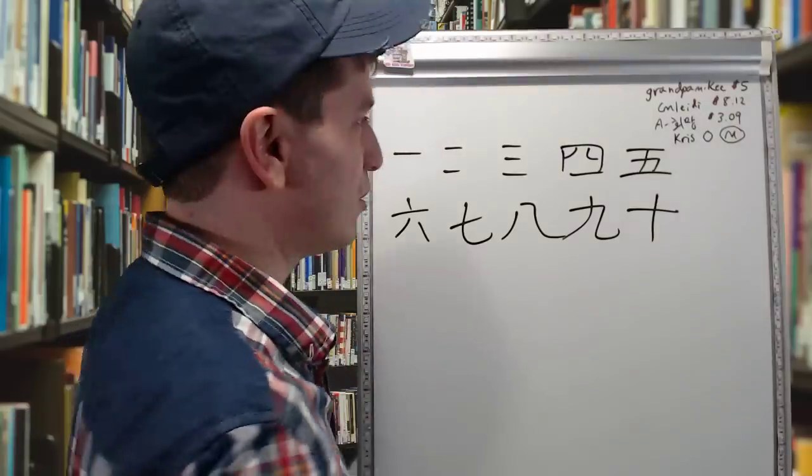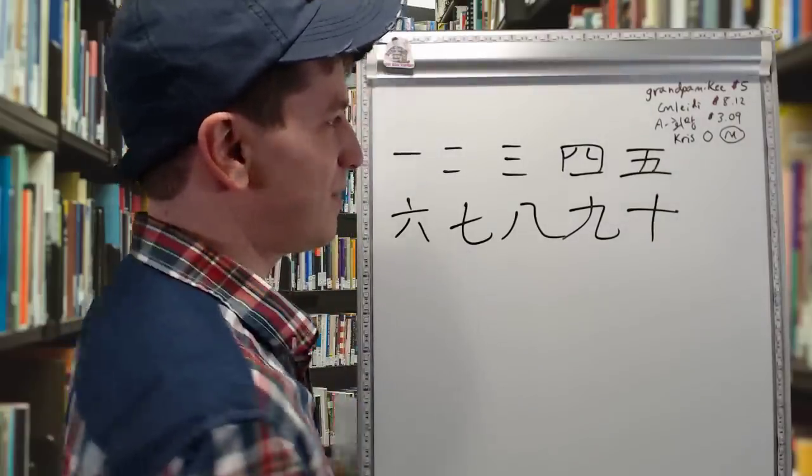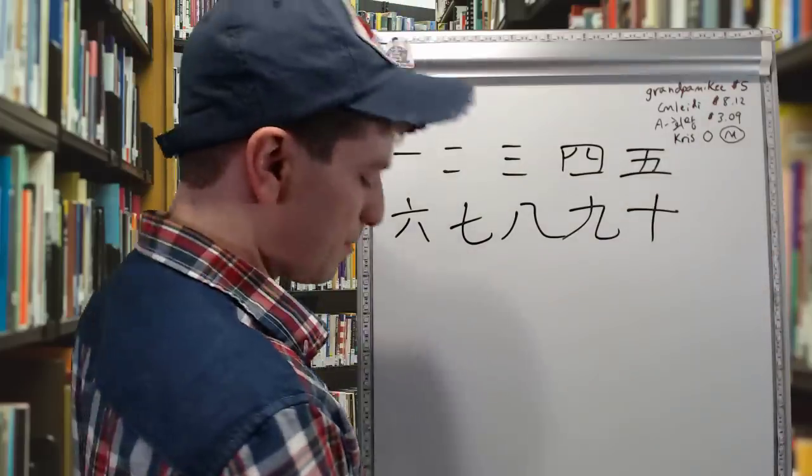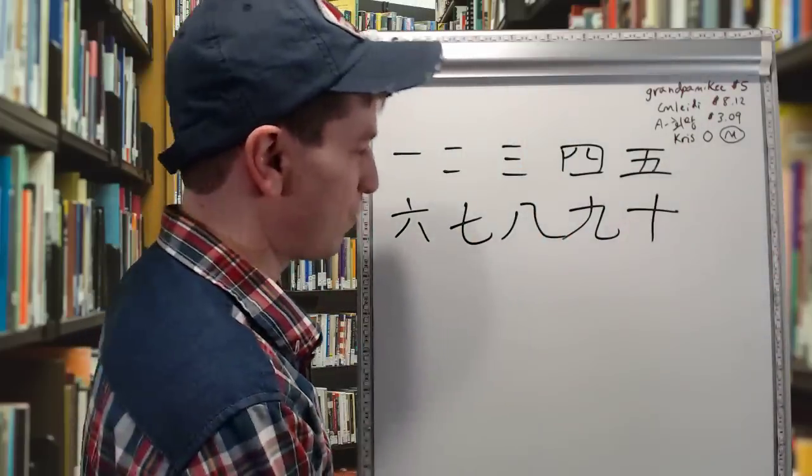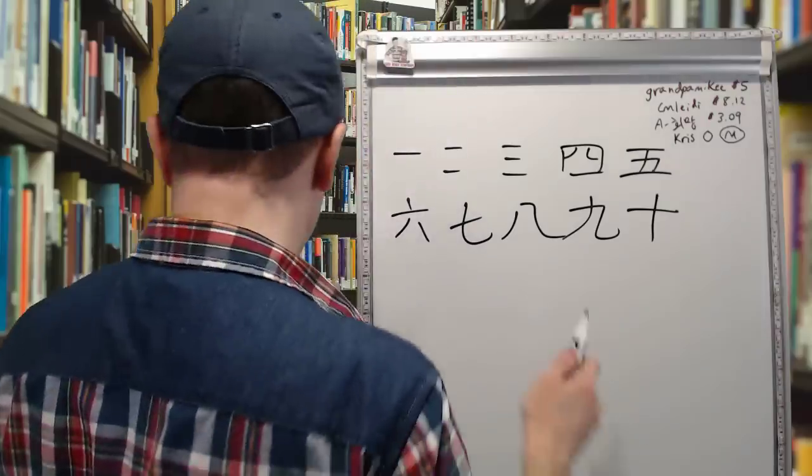1, 2, 3, 4, 5, 6, 7, 8, 9, 10. And originally, as I kind of quickly mentioned, these would have represented probably like a pictograph of a hand making these different numbers, but these days they've changed so much they don't look anything like that anymore.